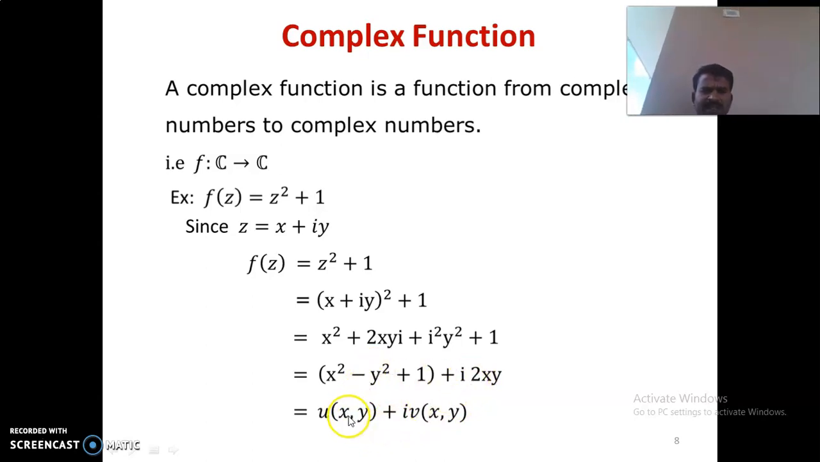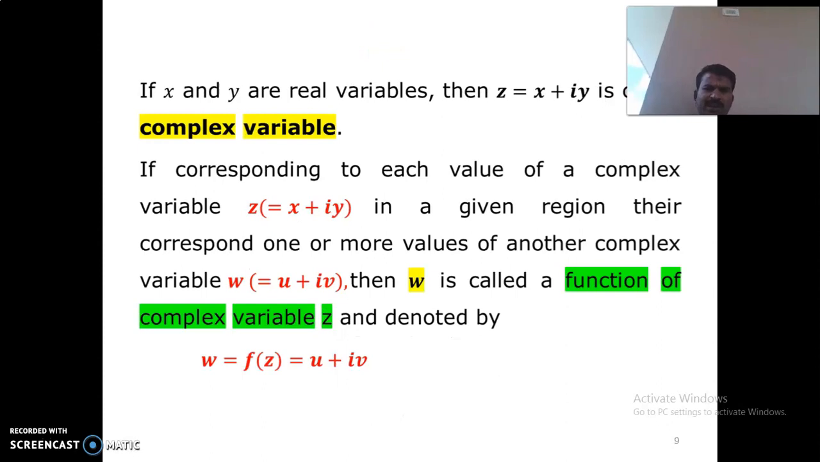Here u and v are functions of x and y, wherein u is the real part of that function and v is the imaginary part. Again, since it becomes a complex number, it is always a mapping from complex number to complex number. Now if x and y are real variables, then z equal to x plus iy is what we call a complex variable.